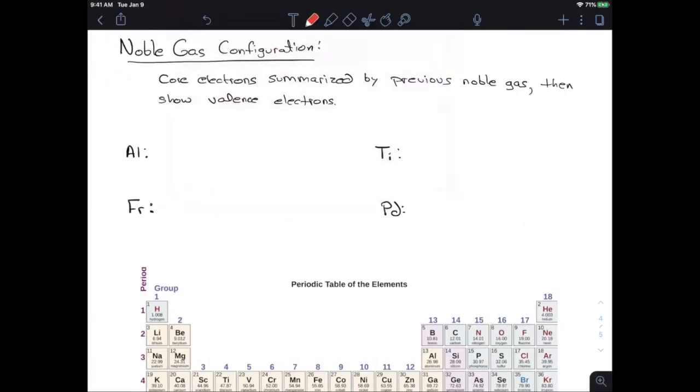So take a minute and try to write out the noble gas electron configurations of these 4 elements, and then we'll go through them quickly together. So please pause the video and try these out. Okay, so let's go through these quickly together. So you should have noble gas configurations of these 4 elements.